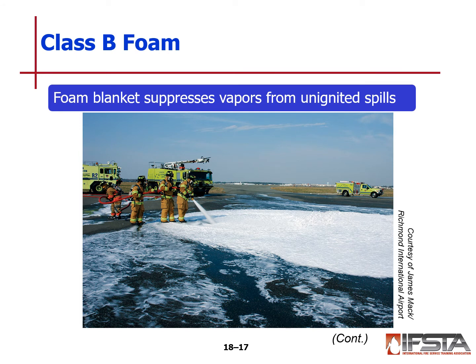With Class B foams, one of our goals is to produce a foam blanket that suppresses vapors from the unignited spills. So basically we're keeping this fuel from making vapors and vapors escaping.